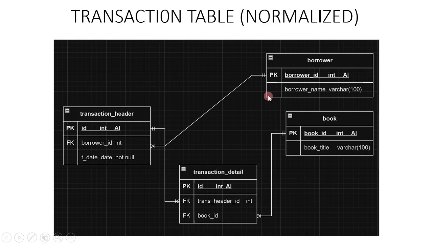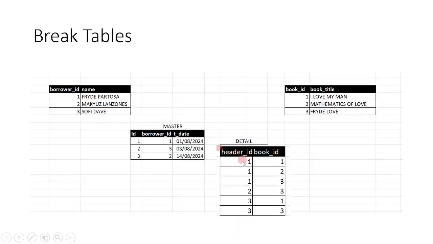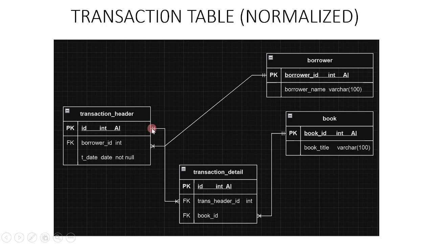So one borrower can have one or many transactions, and as you can see here, our primary key is the foreign key in our header ID. And going back, we have here our header ID. And one transaction can have many books, or many details. And every transaction detail can have one or many books.